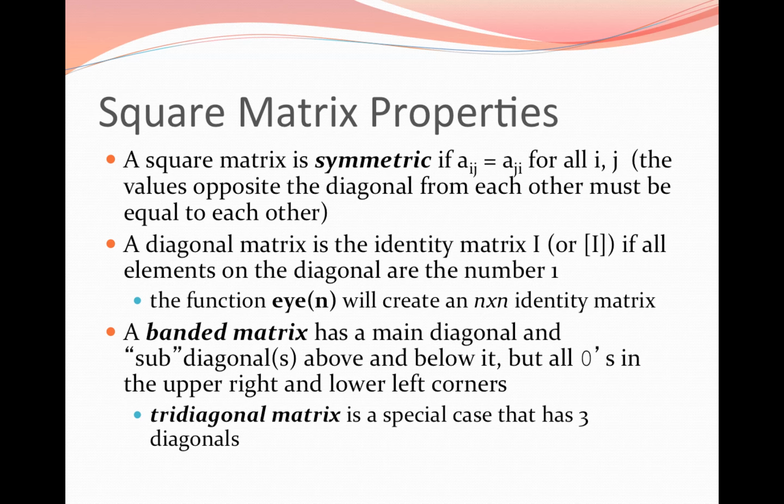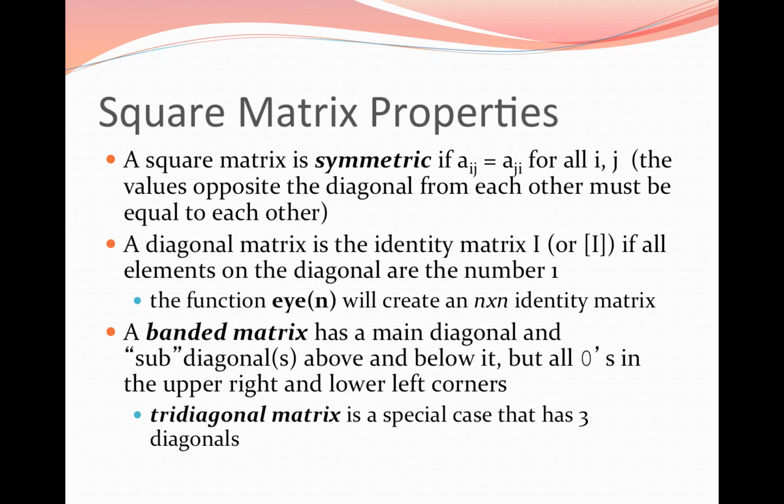Another very special matrix is called the identity matrix. So a diagonal matrix is the identity matrix called I if all of the elements on the diagonal are 1. So recall that a diagonal matrix means that everything that's not on the diagonal is 0, and in this case an identity matrix has all 1s on the diagonal and all 0s everywhere else. And again, it's a square matrix. This is a very important matrix.